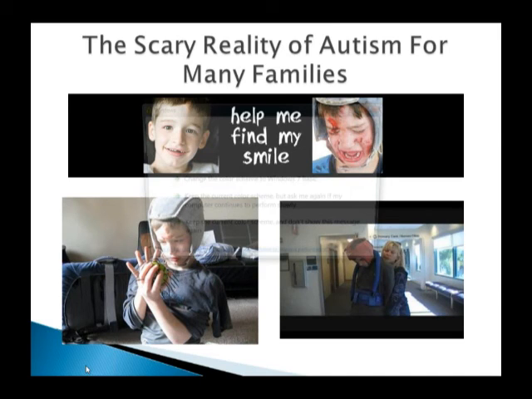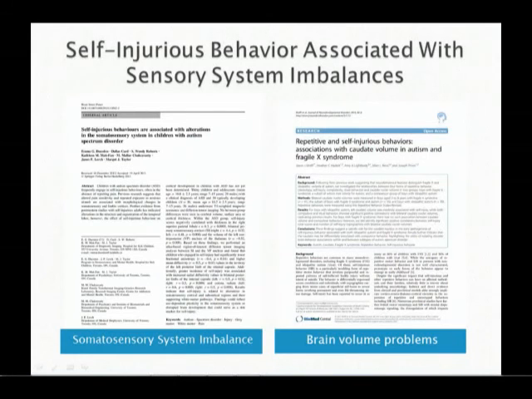Now, we know that self-injurious behavior can be associated with sensory system imbalances. Matter of fact, these were two research studies that were done some time ago that looked at just that, looking at sensory system imbalances with kids on the spectrum related to aggressive behavior and self-injurious behavior. And even in kids with autism and Fragile X who had brain volume changes that were detected through imaging studies that showed that certain areas of the brain were affected that are known to lead to aggressive and self-injurious behavior. So there can be some neuroanatomical explanation for some kids on the spectrum, but not all.